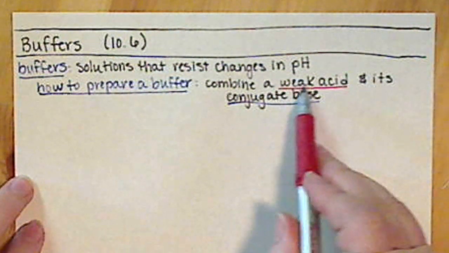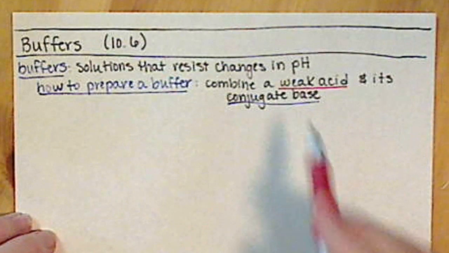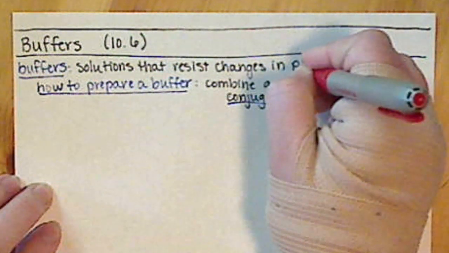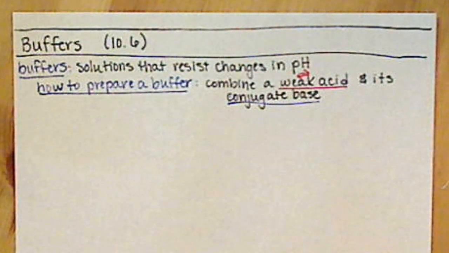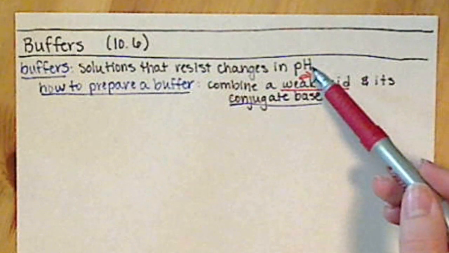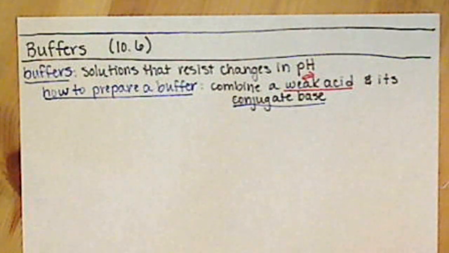Okay, and the key to having a weak acid versus a strong acid is we are going to utilize that equilibrium. So weak puts us in an equilibrium, and that allows us to be able to shift from our reactants to our products, or our products to our reactants, and that's part of how our solution is going to resist the change in pH.